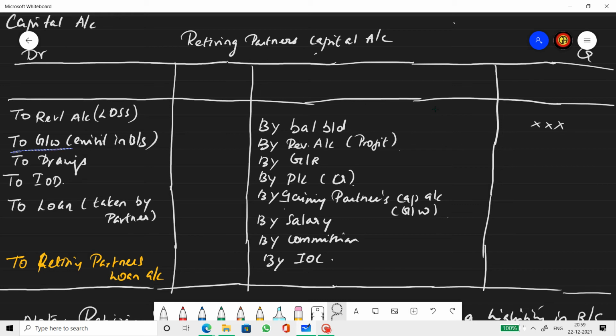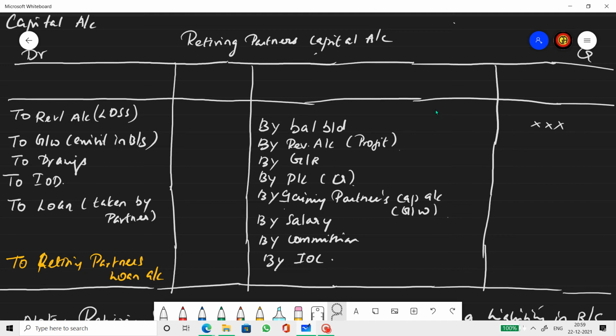To goodwill, this is the goodwill that exists in the balance sheet. Usually if there is a goodwill already in the balance sheet, the goodwill will be written off. The journal entry is all partners' capital accounts debit to goodwill account in OPSR. So this is to goodwill, the posting of that entry. To drawings, if any, made by the retiring partner. To interest on drawings, if any, by the retiring partner.